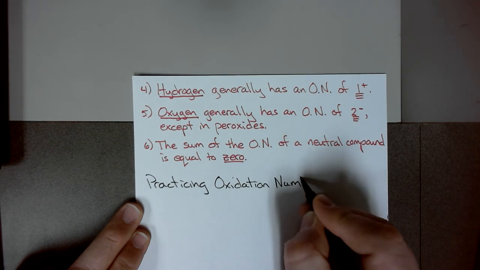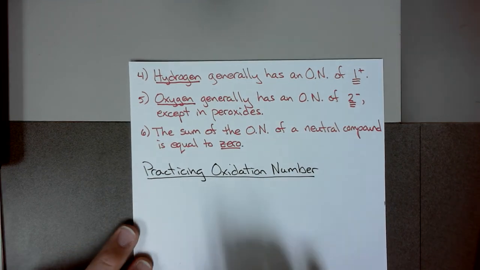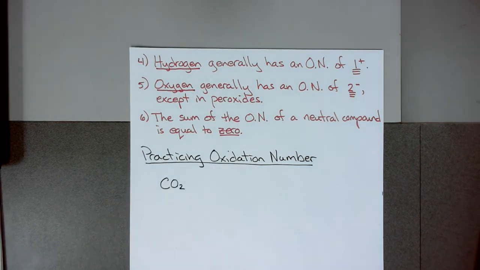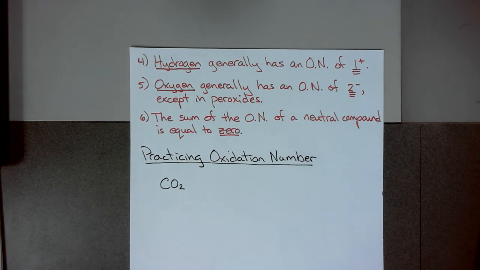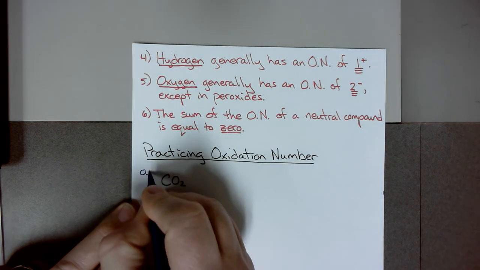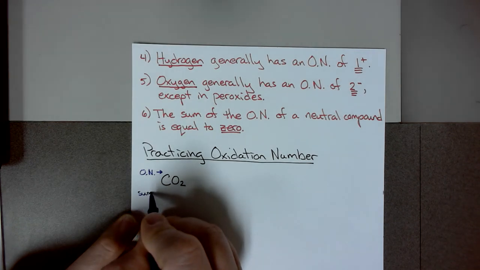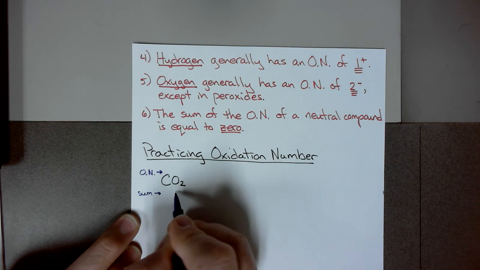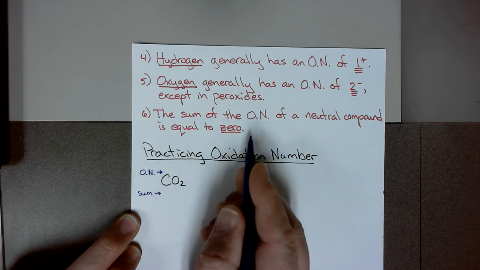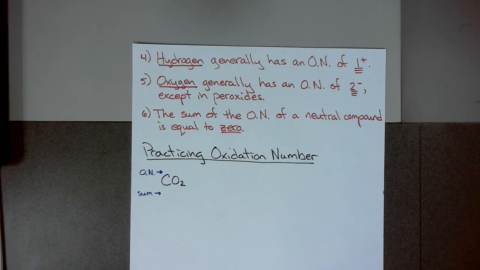Okay, so the first one, let's go ahead and start with carbon dioxide, CO2. Now, just for convenience sake, all my oxidation numbers, ON, we're going to place on top, and then the sums of the numbers we're going to place on bottom, and we'll use the sums to determine the oxidation numbers. Remember, the sum of the oxidation numbers must equal 0 on a neutral compound. So let's go through and show you how this works.